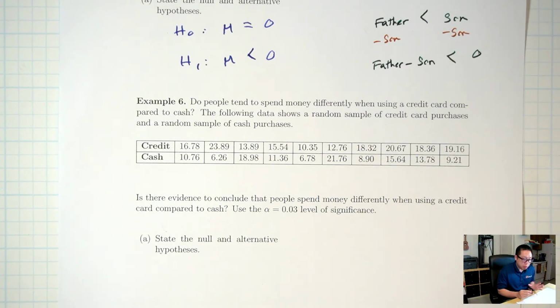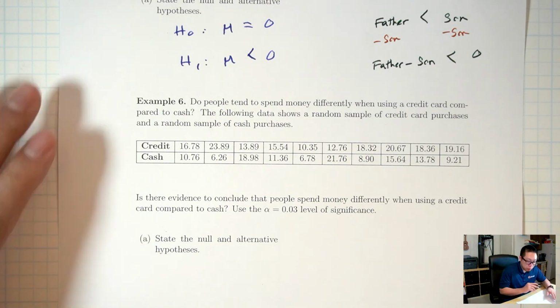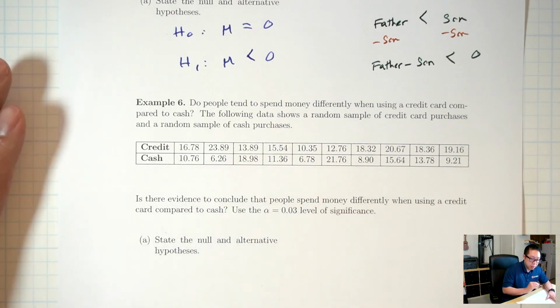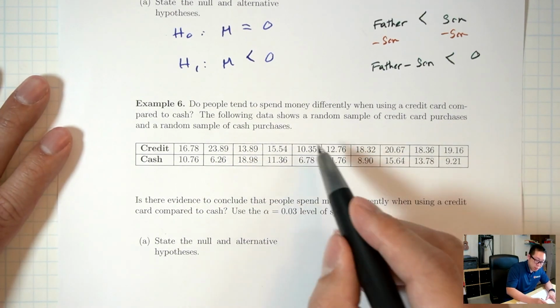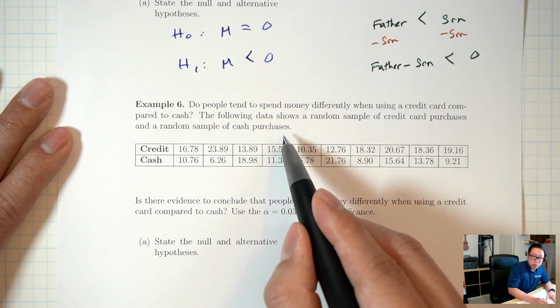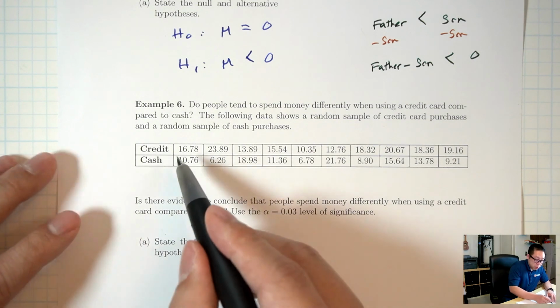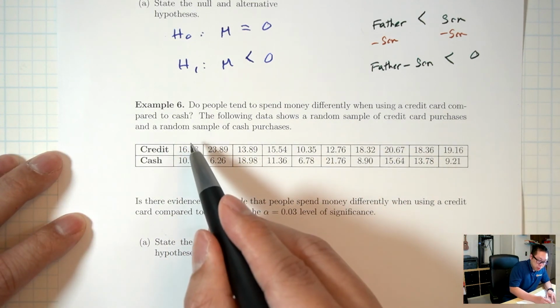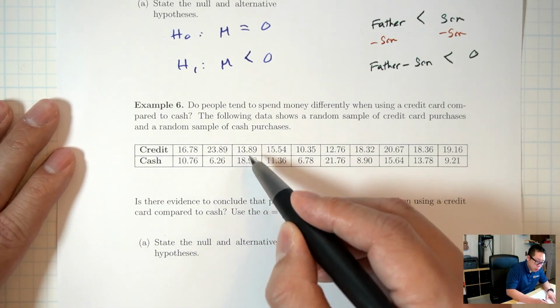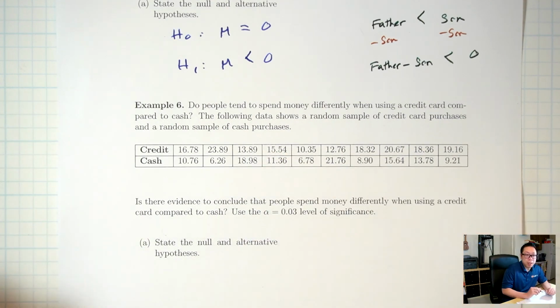But if you read the question, nowhere in the question does it say that that's what's happening here. Nowhere in the question is it saying that this is a credit card purchase and a cash purchase from the same person, right? All it says is random sample of credit card purchases and random sample of cash purchases. So for all we know, this could be different people for the credit card and a totally different group of people for the cash. So nowhere in the problem does it make it clear that these are purchase amounts by the same person. So this will be independent.